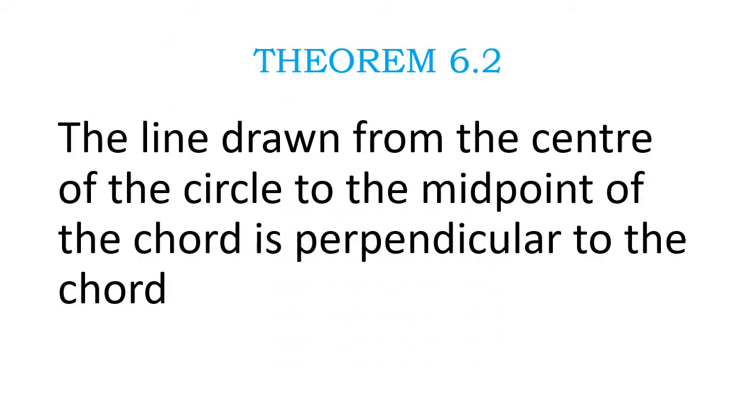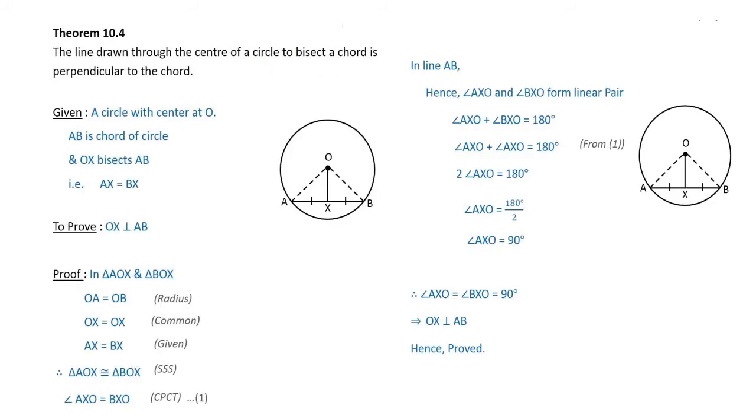The line drawn from the center of the circle to the midpoint of the chord is perpendicular to the chord. So, as I have told you, the first half is always given and the second half of the statement is to prove. Right? So, let us have a look. The line drawn from the center of a circle to bisect a chord is perpendicular to the chord. So, this is already bisected. This is the center of the circle. This is a line. What we have to prove is that angle OXB or angle OXA is equal to 90 degrees. Or else, in other words, we have to prove that OX is perpendicular to AB.